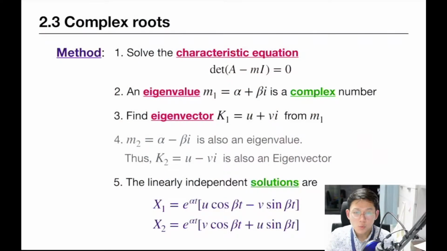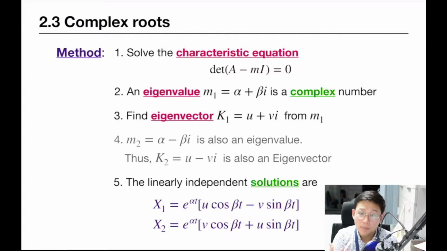Okay, so let's start. Well, the method is pretty much the same as the previous one. First, we need to solve the characteristic equation, which is the determinant of A minus mI equals 0. So basically, we subtract m from the diagonal, and then we find the determinant, and then we let that be 0. After that, we get the eigenvalue, right? Let's say we get one eigenvalue, which is m1.